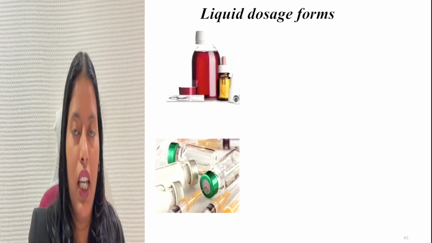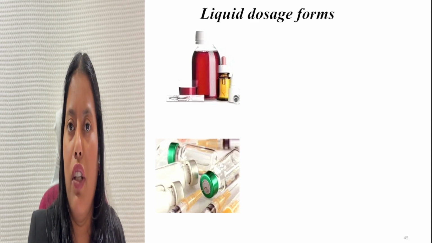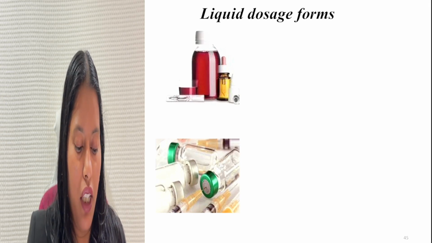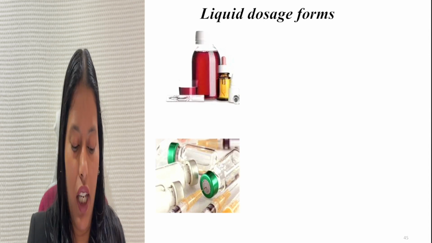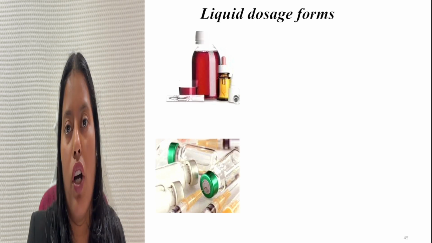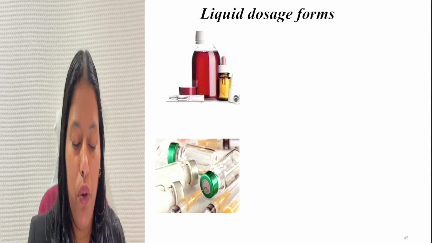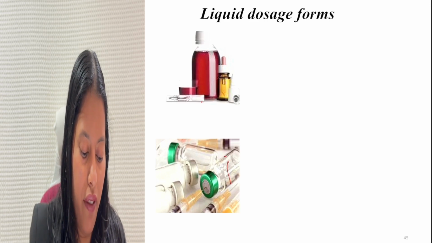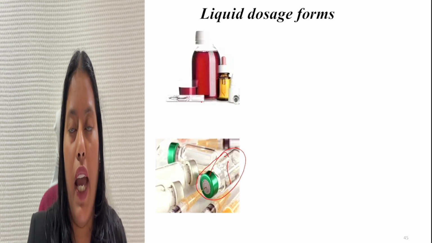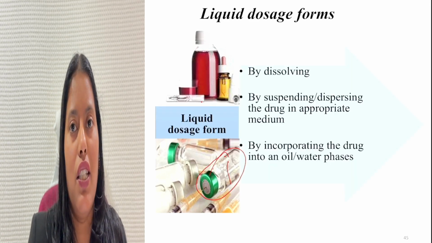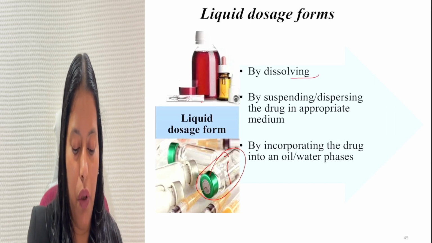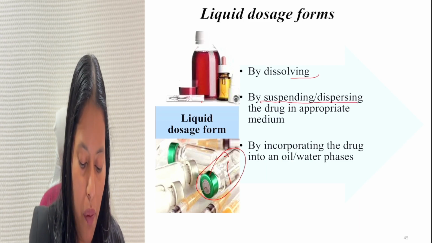You can see here many different forms of the liquid dosage form. A solution, or you can say syrup, then some oral drops. This is the nasal drop, eye drop or ear drop. Then you have an ampule, and you have the vials in which the liquid dosage form can be given to the patient.